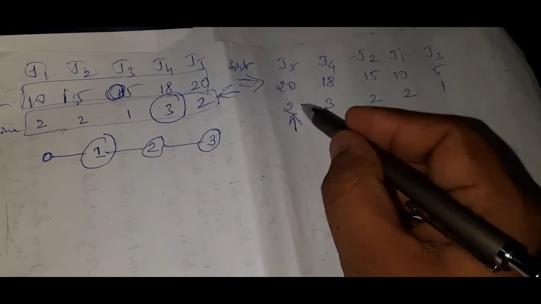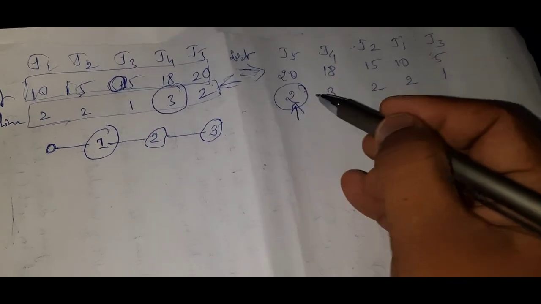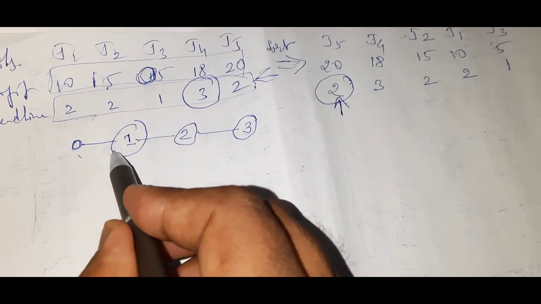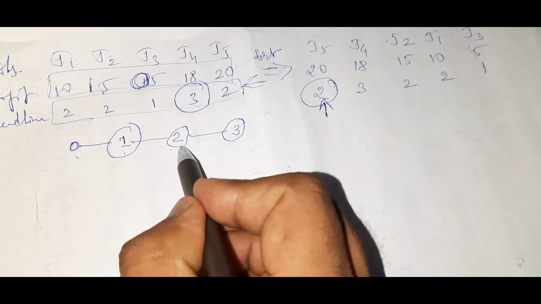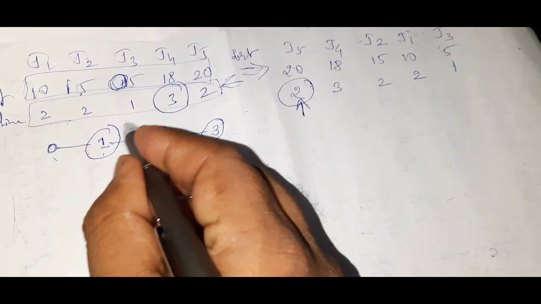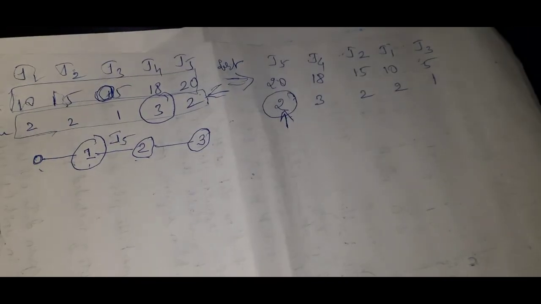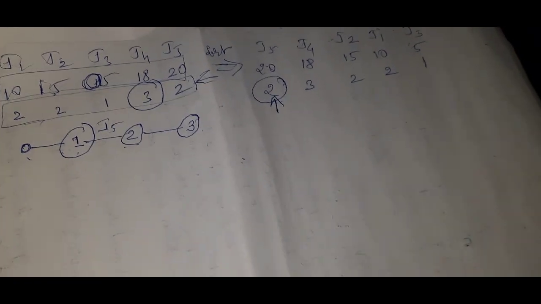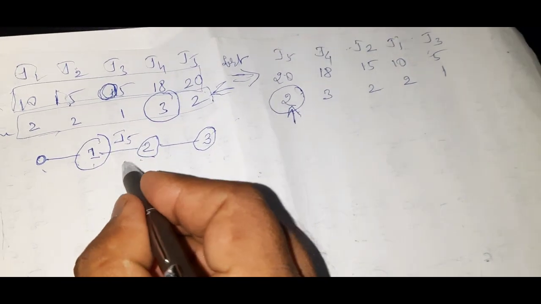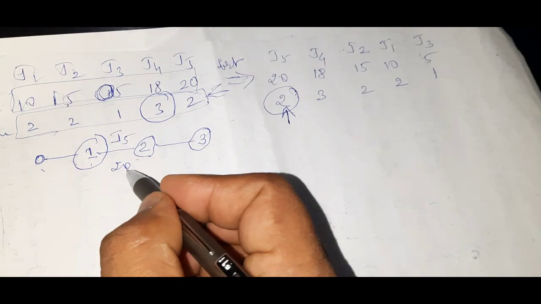Now how many units of time does it take? 2, or it can wait up to 2. So I'll say that 0 to 1 will be the first slot, 1 to 2 will be the second slot. So I can have J5 between 1 and 2. Its profit is 20.